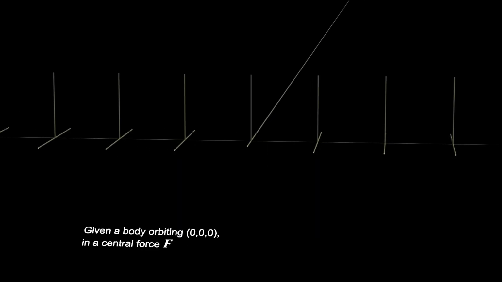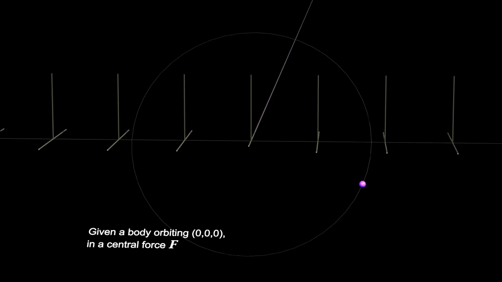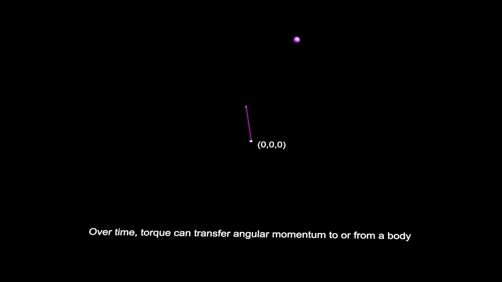Central force. Given a body orbiting the origin in a central force F, observed from the origin, angular momentum is constant. Over time, torque can transfer angular momentum to or from a body.